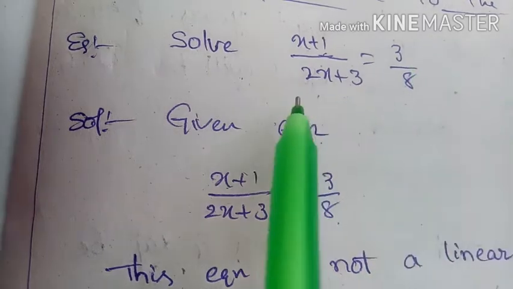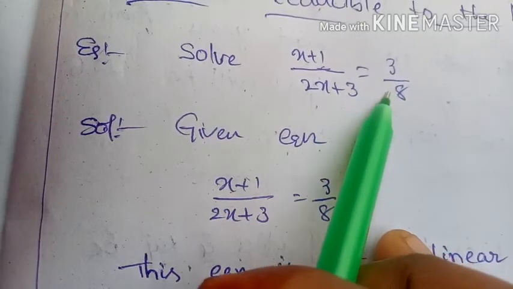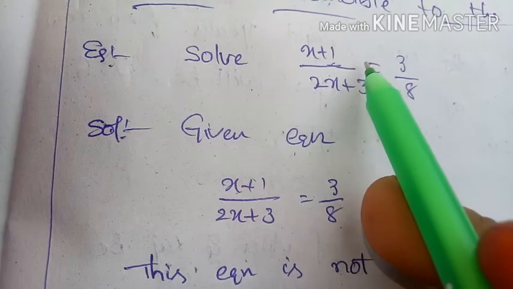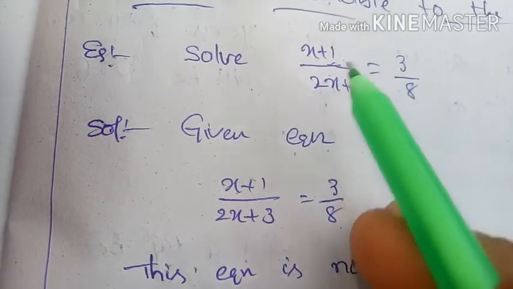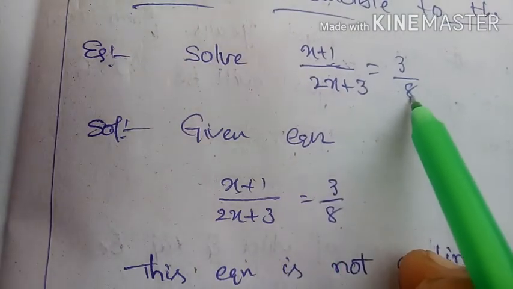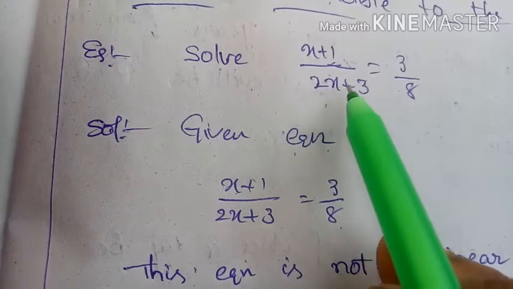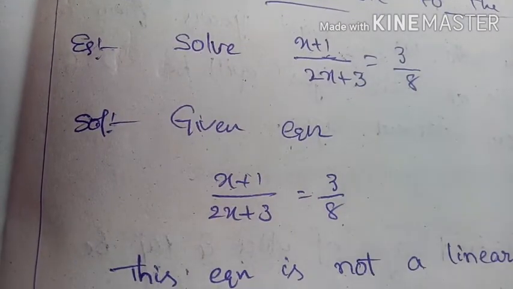So here (x plus 1) by (2x plus 3) is equal to 3 by 8. How can you reduce it to the linear form? See, we have to do cross multiplication. Then we will get 8 into (x plus 1) is equal to 3 into (2x plus 3). That is the linear form.